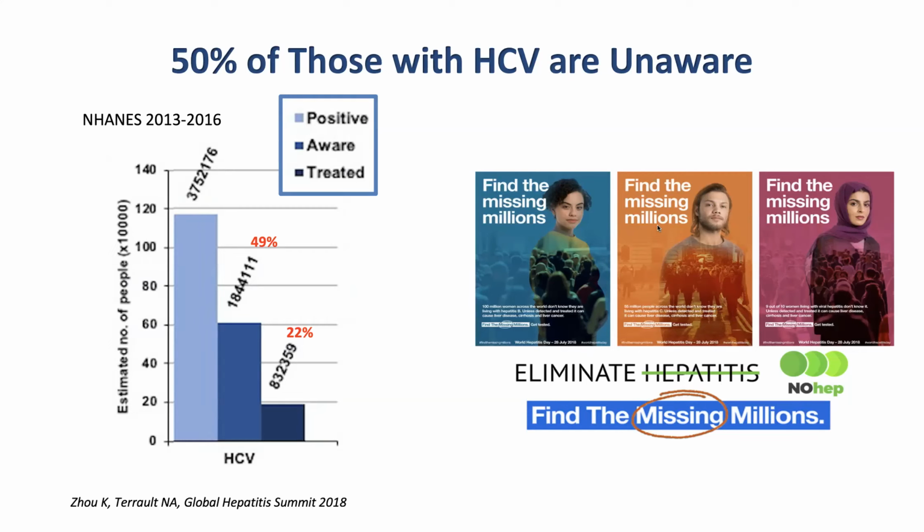And there's been a lot of promotion at the population level to try to highlight that we need to find individuals. This is just one campaign from the World Hepatitis Alliance. They put out a Find the Missing Millions campaign a year or two ago. And I always really liked this concept that we've got to find them if we're going to cure them.